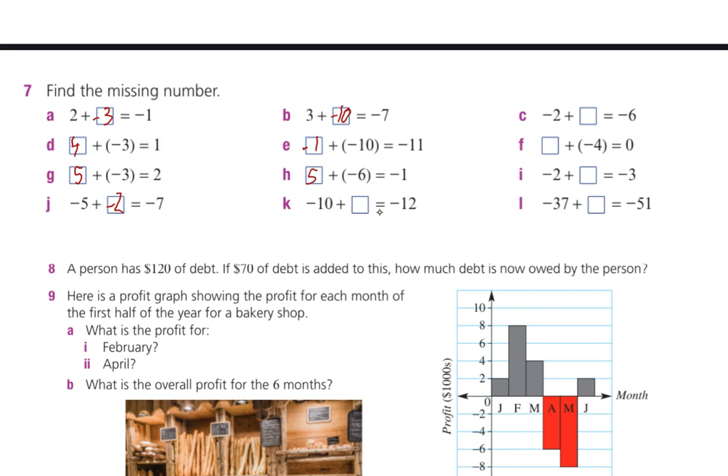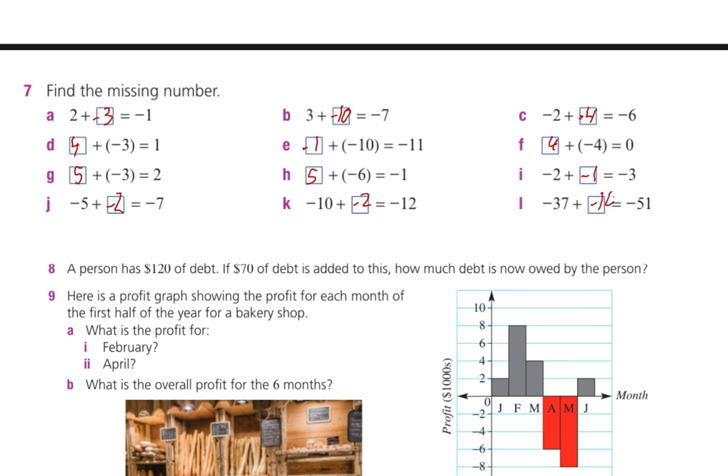5 take 6 is 1. -10 take 2 will be -12. -2 take 4 will be -6. This will be the number 4. Take 4 will be 0. -2 take 1 will be -3. And last one, that'll be minus 14.